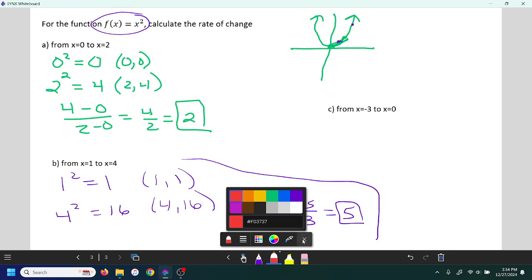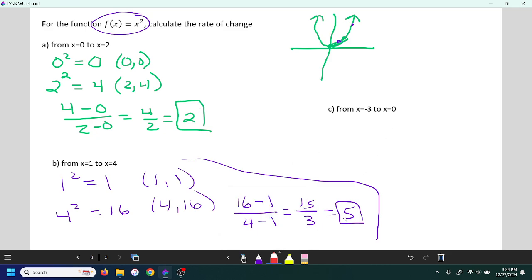All right, so we got two different rates of change because we're looking at two different intervals, and since it's a curve, it's not going to have the same rate of change the whole time. Here we'll probably get an even different answer yet.